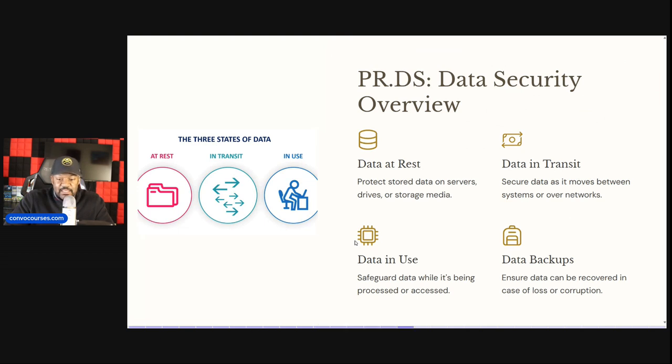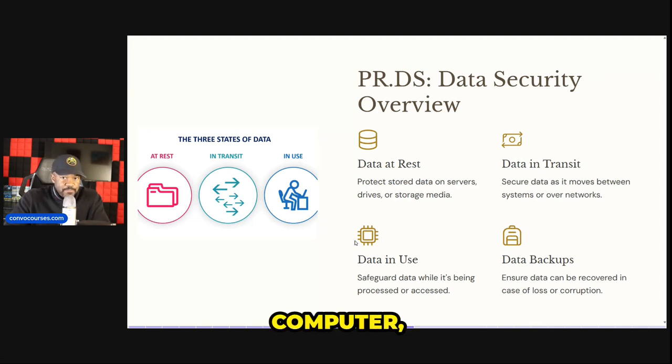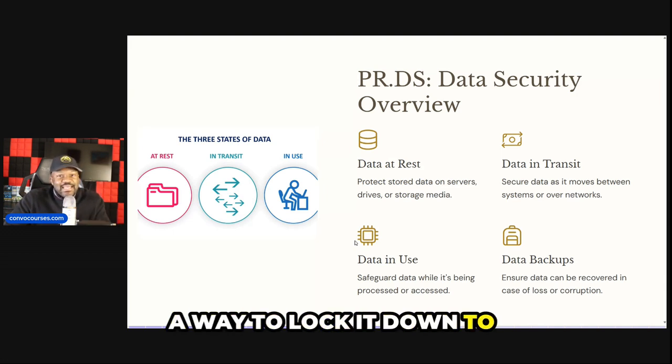Data at rest, data in transit, data in use. So what do these things mean? Real quickly, data at rest is just what it says. It's when the data is stored on your computer, your laptop, your mobile device, whatever. It needs to have some level of protection. Normally, that's just encryption or a way to lock it down so that only certain people can get to that information if it is important.